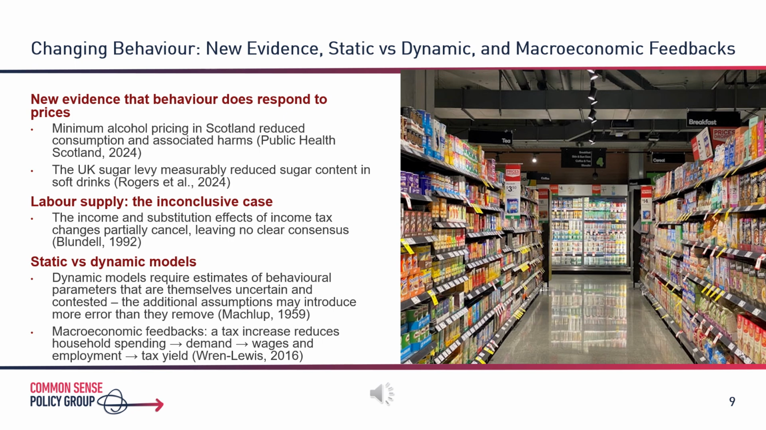Macroeconomic feedbacks are the second-round effects that even a well-specified household-level model misses. A tax increase that reduces household disposable income will reduce consumer spending, which will reduce demand in the economy, which will reduce employment and wages, which will further reduce income tax receipts and benefit expenditure. Renn-Lewis's 2016 analysis provides a framework for thinking about these effects. In a static model, these feedbacks simply do not occur. The model world is frozen at the moment of the policy change. This is a real limitation, but the alternative is a much more complex model with many additional assumptions.